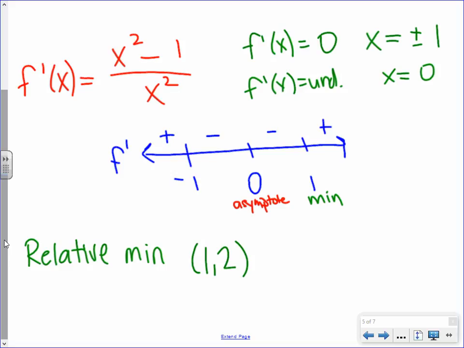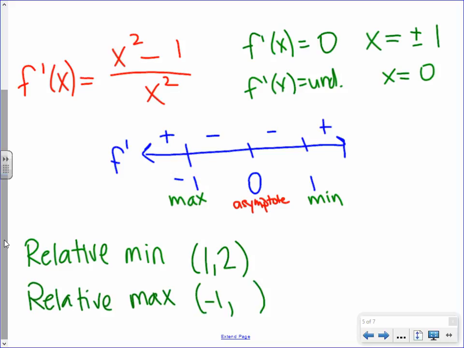Aaron, what's happening at -1? Max. How do you know? Because the derivatives are positive. Excellent. And so at -1, we have a maximum. That maximum value is 2. Yes. Do you have to say anything for 0? Looks like no change. Nope. If I'm asking you to identify the relative extrema, you can stop there.